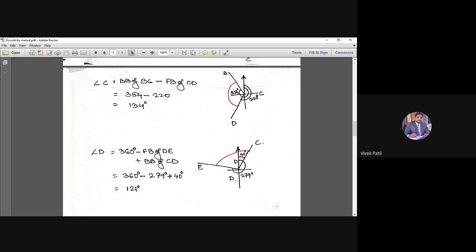Is it clear? Yes, sir. Calculate angle E. Sir, 51. 51. Okay. Get a check.